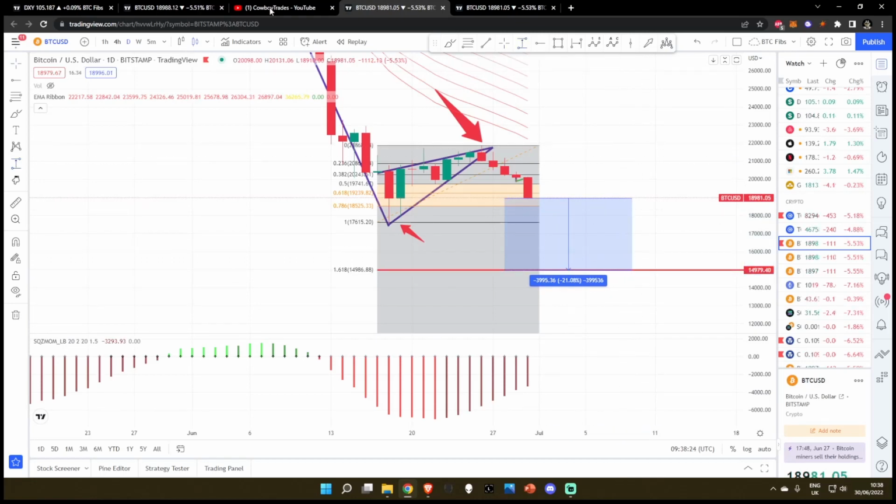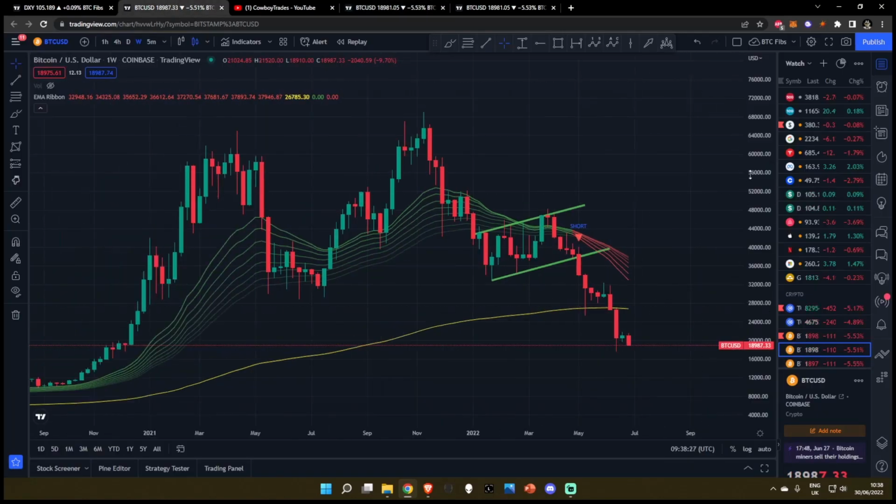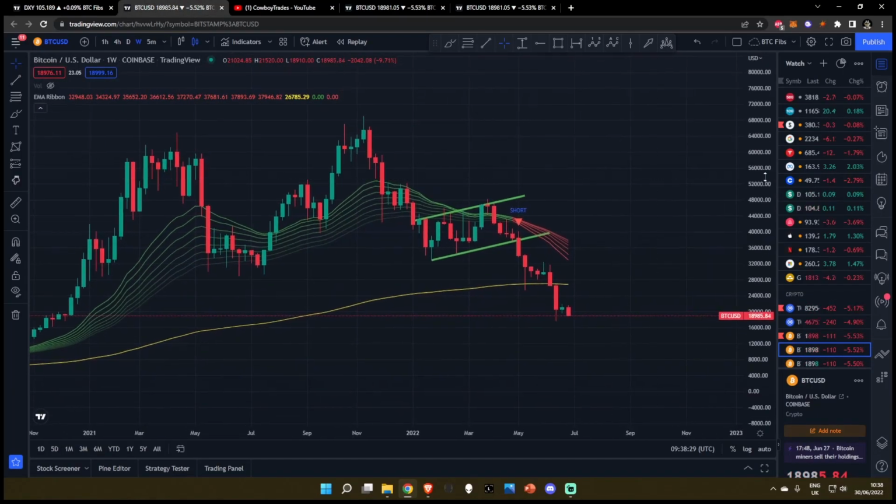So let's move on to this new pattern that I have been noticing, and it is one of my favorite patterns that I notice playing out with a very high degree of certainty in the markets a lot of the time, and that is an AB equals CD pattern.